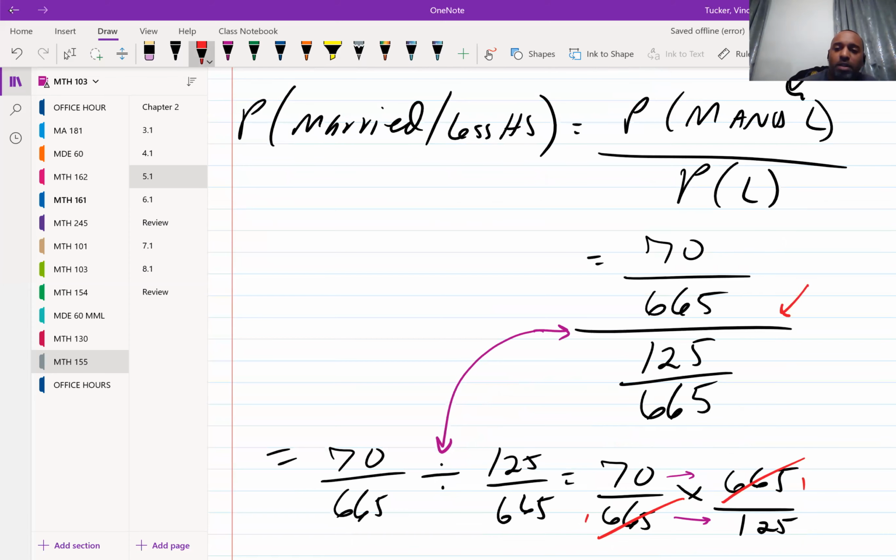this divisional bar is the same thing as this division sign. Only reason I did that is because don't forget, whenever you divide by a fraction, you multiply by the reciprocal. So that's what I did here, ending up flipping the fraction. And my 665 can cancel out, and that leaves me with 70 over 125 again. So I end up getting the same thing. But if you had to do a probability over a probability, this would be the process.